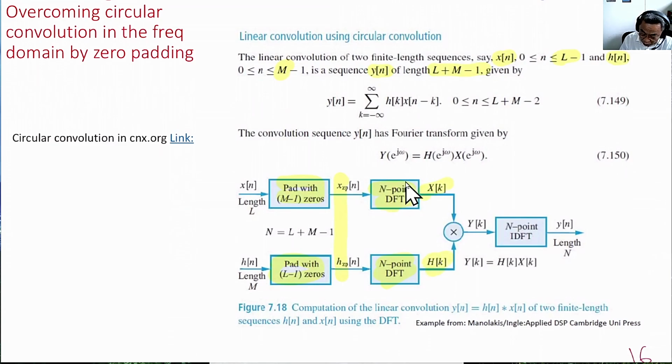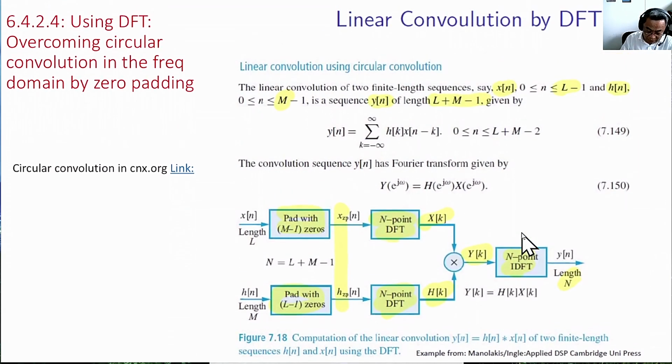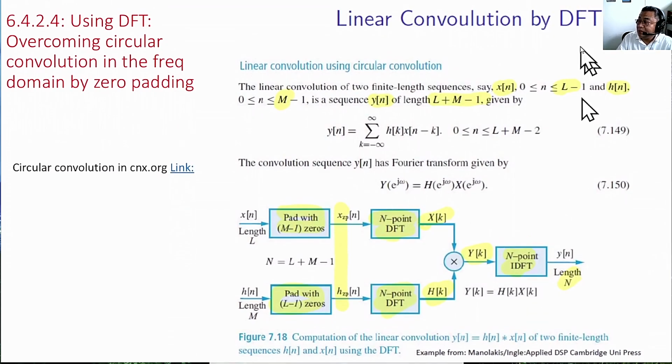Because you are going to do element-by-element multiplication. X[1] multiplied by H[1], X[2] multiplied by H[2]. So Y[k] is the element-wise multiplication of X and H. And then of course we use the N-point inverse DFT. Okay, so remember, capital N is L plus M minus 1. Alright, so this is how we use the DFT to overcome this.